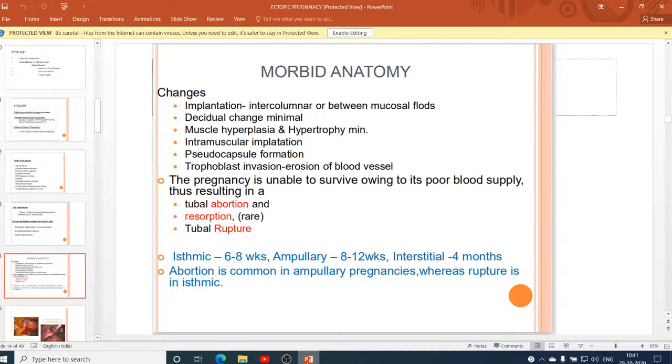In the isthmus, the tubal abortion will occur in 6 to 8 weeks, in ampullary 8 to 12 weeks, and interstitial 4 months. These are the parts of the tubes. Whatever I am explaining, that is isthmus, ampullary, interstitial, and fimbrial. These are the parts of the tubes. Abortion is common in ampullary pregnancy, whereas rupture is common in isthmic pregnancy.